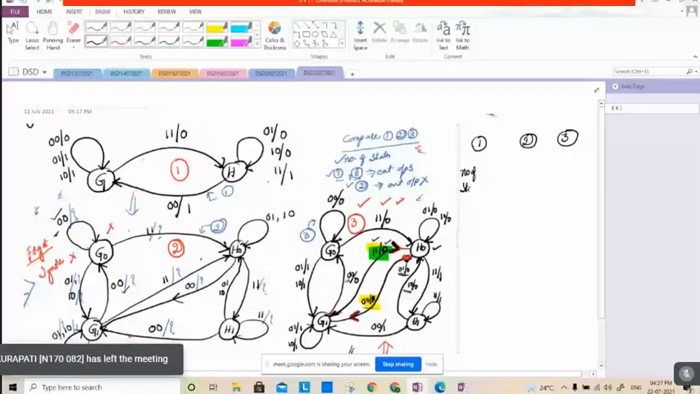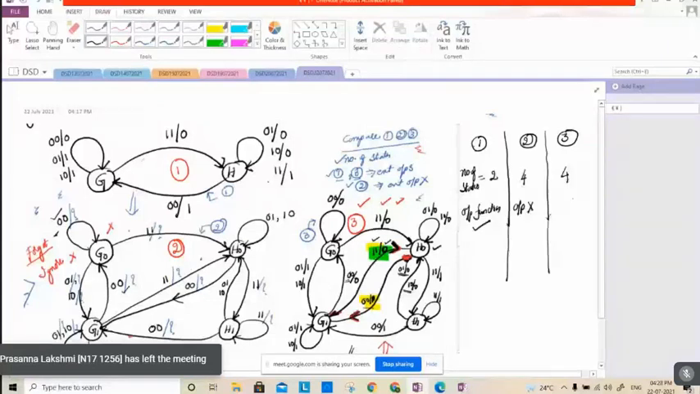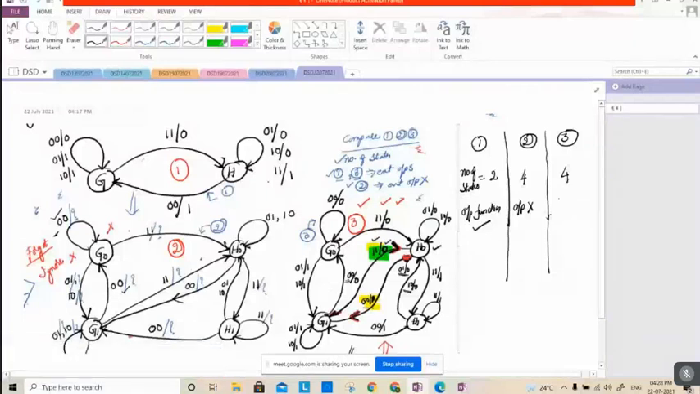Now in the first diagram, output function is mentioned. In the second diagram, we don't have output function. What about the third? Do we have an output or not? Right. So in the third, we have output function again.